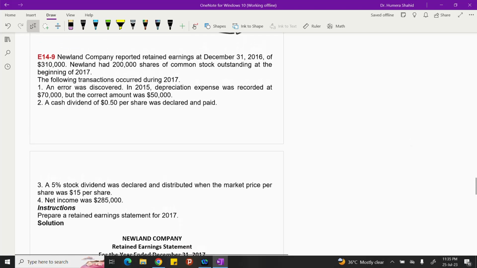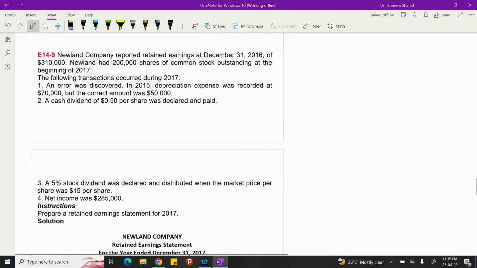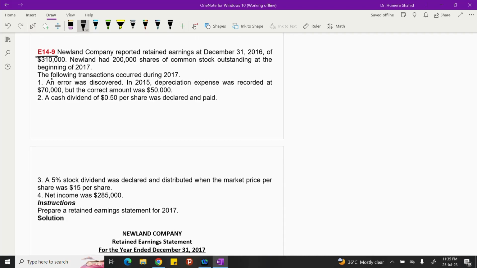Let's move on towards the next question, which is exercise number 14-9. New Life Company reported retained earnings at December 31st, 2016 of 110,000. Newland had 200,000 shares of common stock outstanding at the beginning of 2017. The following transactions occurred during 2017.